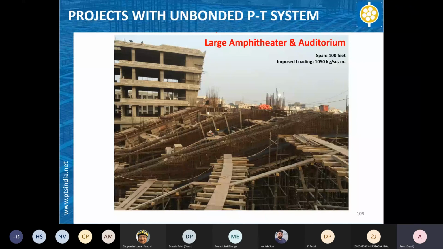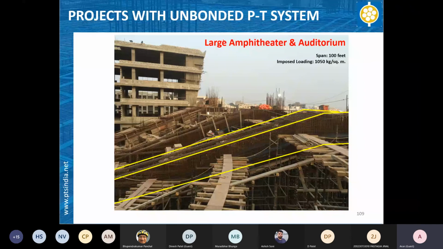And the iconic part is the imposed loading. The imposed loading was around 1000 kg per square meter, that is 1 ton per square meter. That was the loading considered for this amphitheater part. You can see some blue color cables. This highlights one of the beams, and how the beams are being profiled. You can see there is a crank shape from here. These are the cables.